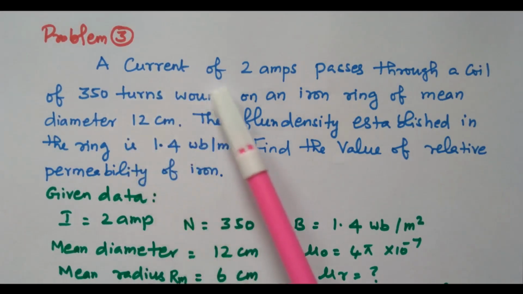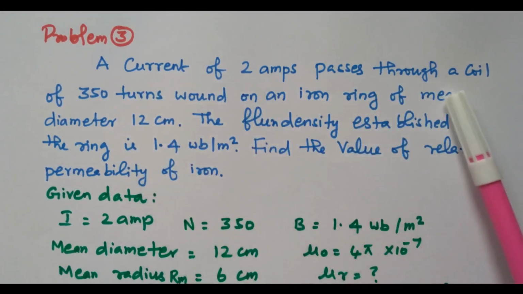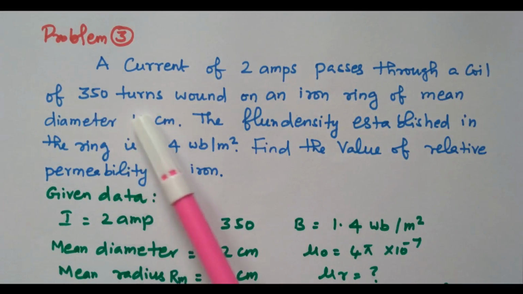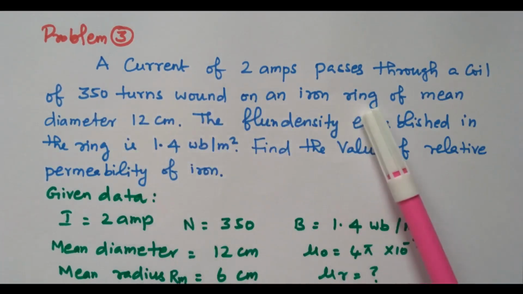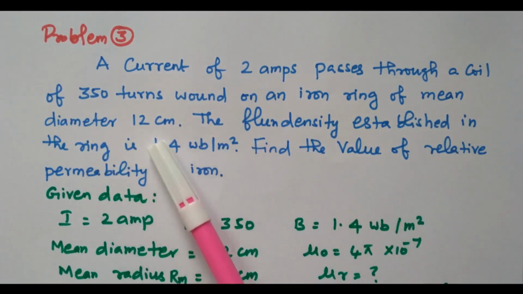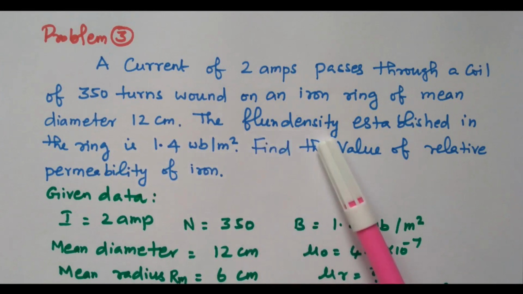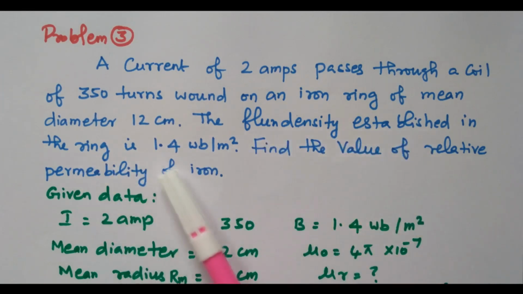A current of 2 ampere passes through a coil of 350 turns wound on an iron ring of mean diameter 12 centimeter. The flux density established in the ring is 1.4 Weber per meter square. Find the value of relative permeability of the iron.